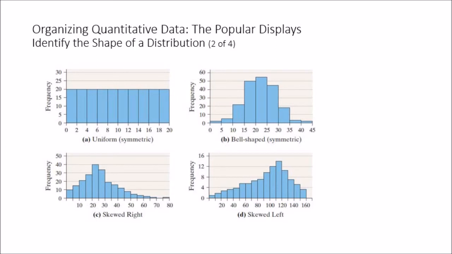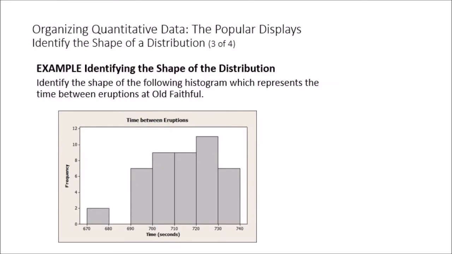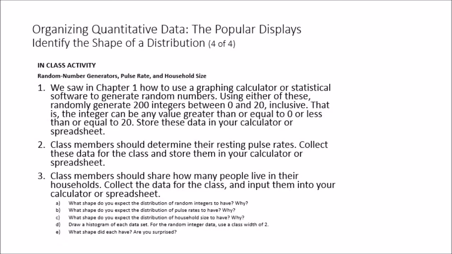And here is a display of the shapes of the distributions. The first one is the uniform distribution, and the second one is bell-shaped. As you can see, it is shaped as a bell. In the skewed right one, the tail is to the right of our data, and in skewed left, the tail is to the left of our data. So let's identify the shape of the following histogram, which represents the time between eruptions at Old Faithful. As you can see, it is almost skewed left, since the tail is to the left of our data.